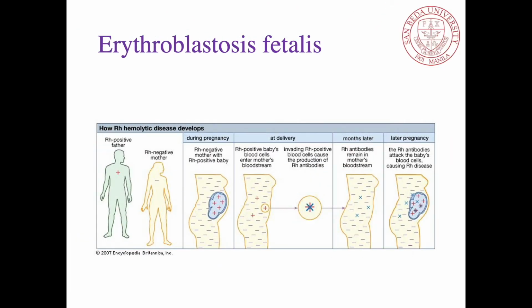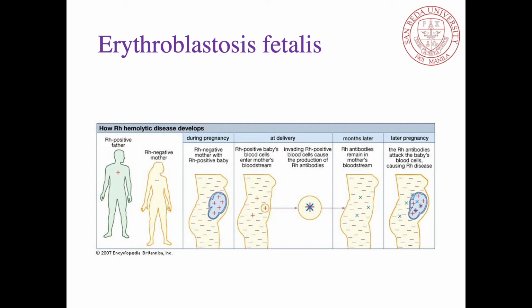Now, something similar happens when an Rh negative mother conceives an Rh positive baby. Rh incompatibility occurs when a pregnant woman whose blood type is Rh negative is exposed to Rh positive blood from her fetus, leading to the mother's development of Rh antibodies. During pregnancy, though, the placental barrier basically blocks off any possibility of mixing of fetal blood with maternal blood. However, during delivery, the Rh positive baby's blood cells can enter the mother's bloodstream. The invading Rh positive blood cells then cause the production of maternal Rh antibodies, which can persist for a long time.